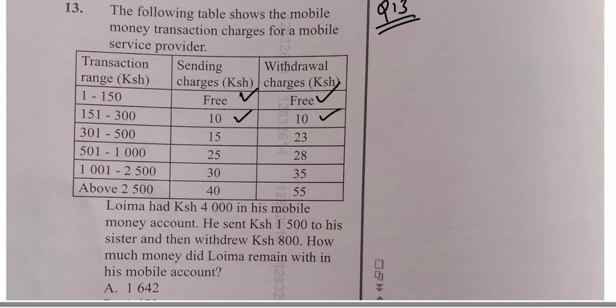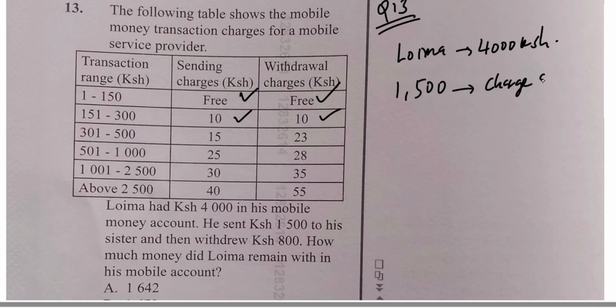So there's a person called Loima who had 4,000 shillings in his mobile account. He sent 1,500, so basically there's a charge. We need to know that charge. This is the sending charge for sending. And then he withdrew 800, so there's also a withdrawal charge. So there are sending charges and withdrawal charges.